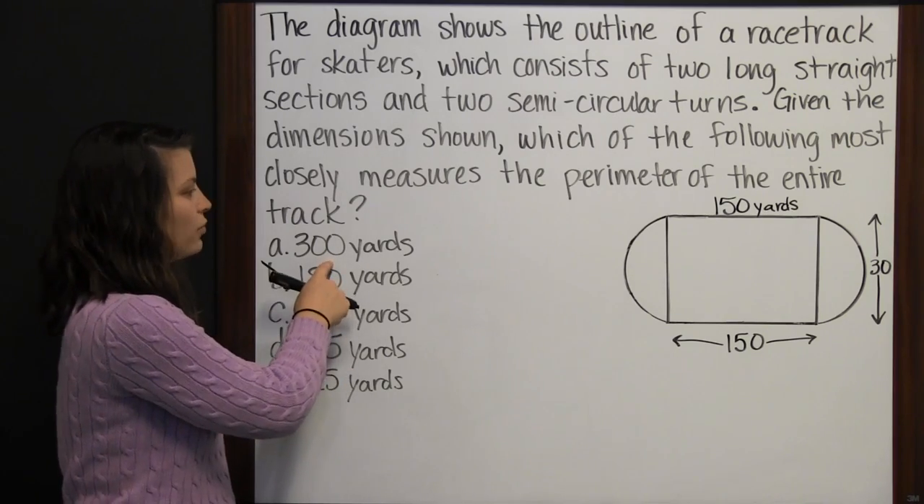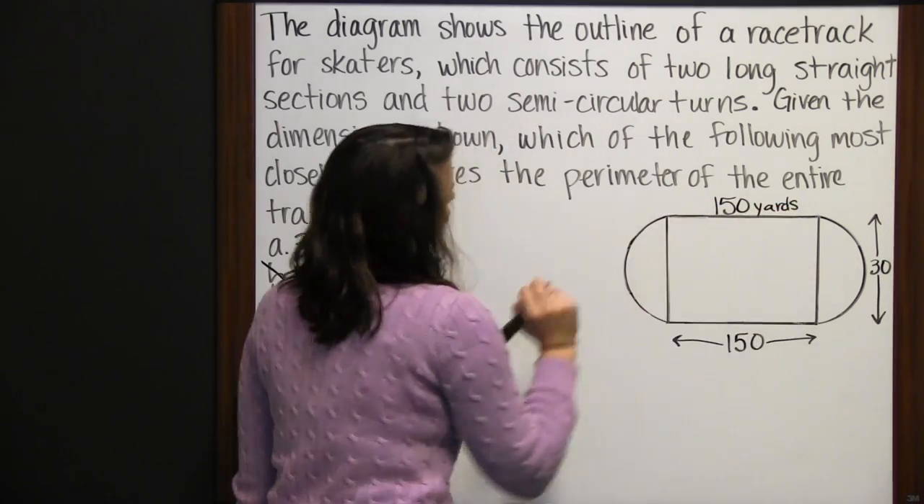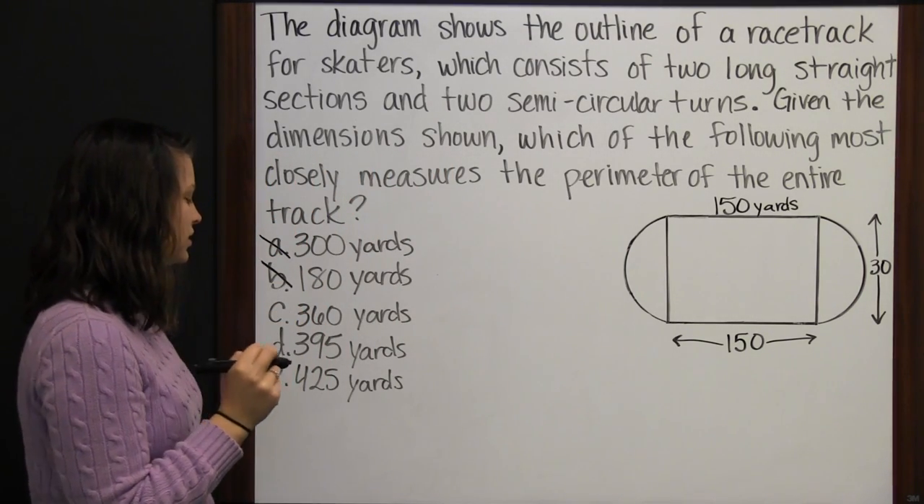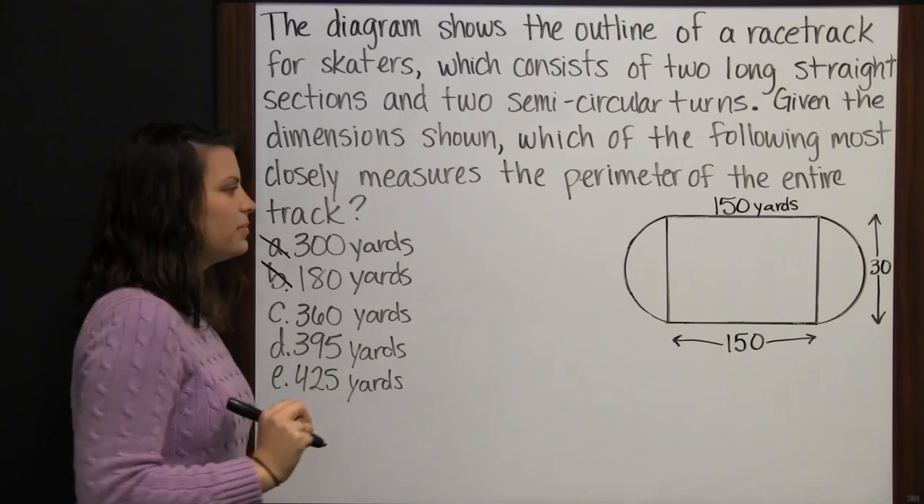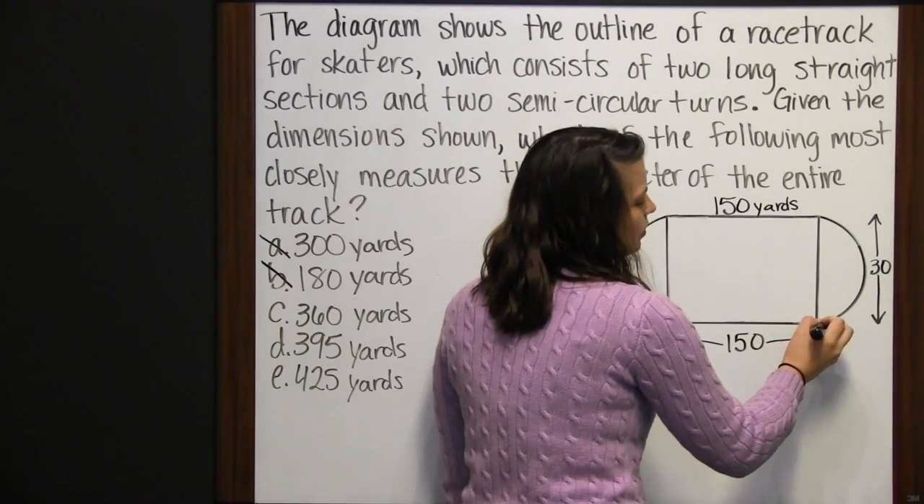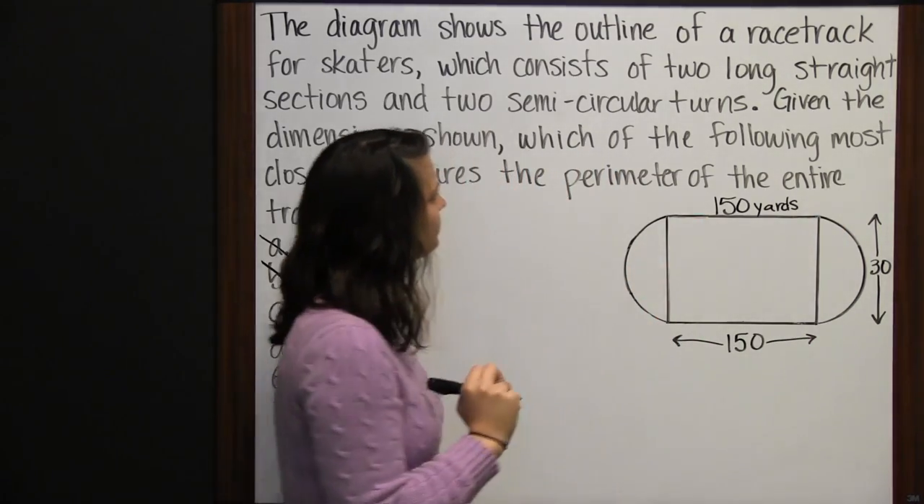We also know it's going to be more than 300 yards, because just the two straight sections are 300 yards. So we can already eliminate that answer choice. And we're down to these three possibilities. So that means we need to figure out what this distance is here and here.